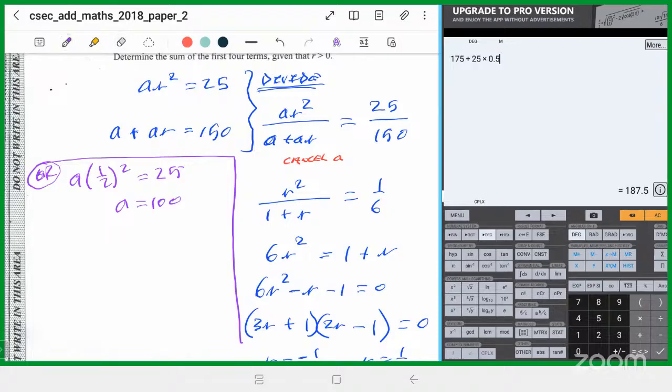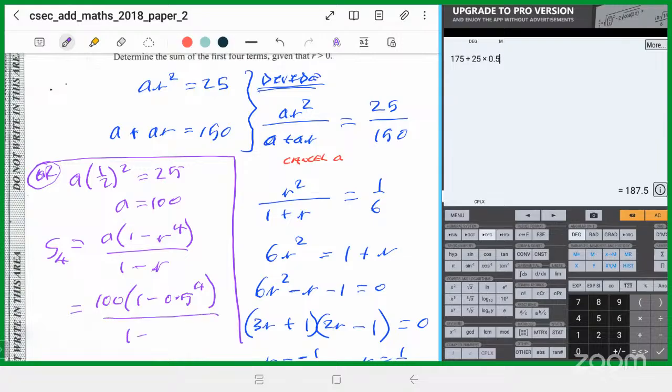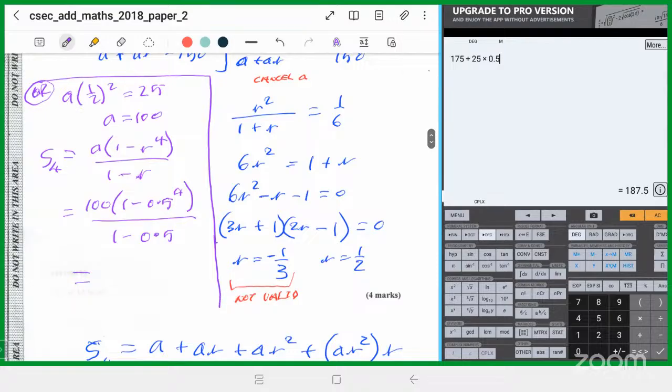And if you're doing the sum to 4 terms now, that will be a into 1 minus r to the 4th power, as the sum of the 4 terms, over 1 minus r. So it will be the a, which is 100, into 1 minus the r, which is a half, or 0.5, raised to the power of 4, divided by 1 minus the r again, a half, or 0.5. So let's put it in the calculator and see if we get the same answer. Doing it another way, we'll find the a. Right? So it will be 100.